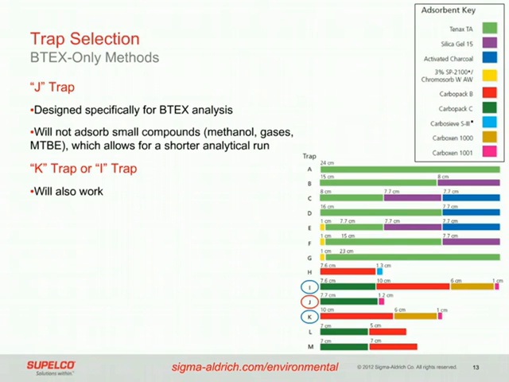So again, if you have a whole lot of BTEX only method or samples coming through, dedicating an instrument, you can get much quicker sample throughput using the J trap. But again, if you cannot dedicate an instrument, the K or the I trap will also work for doing BTEX.